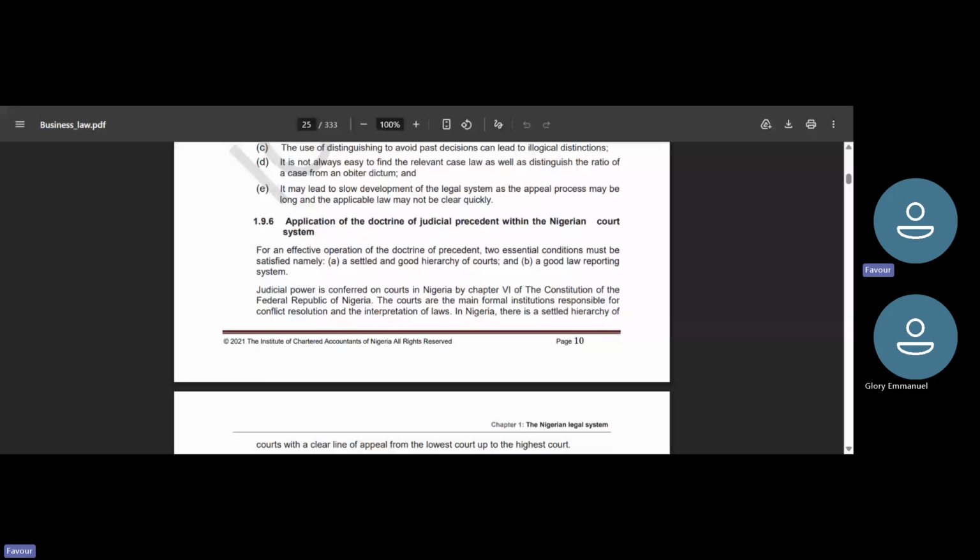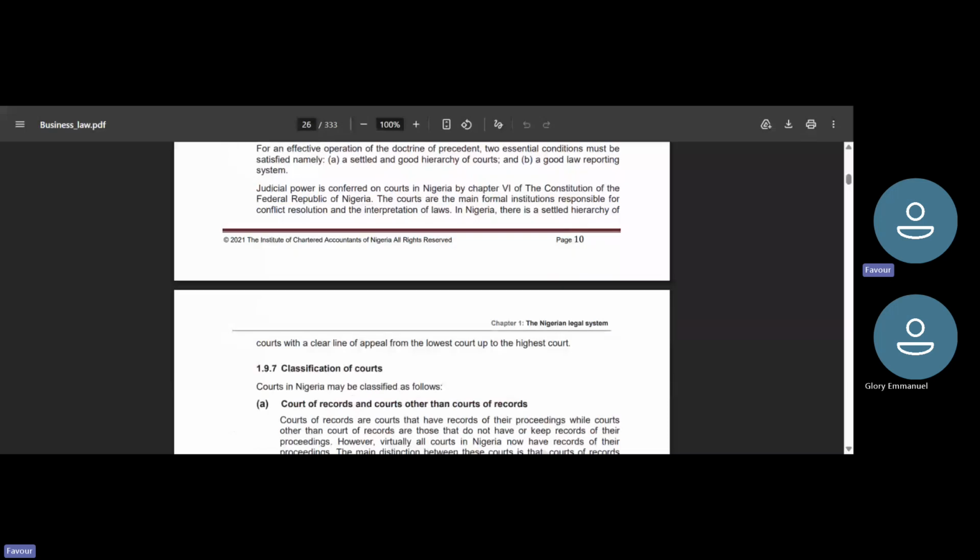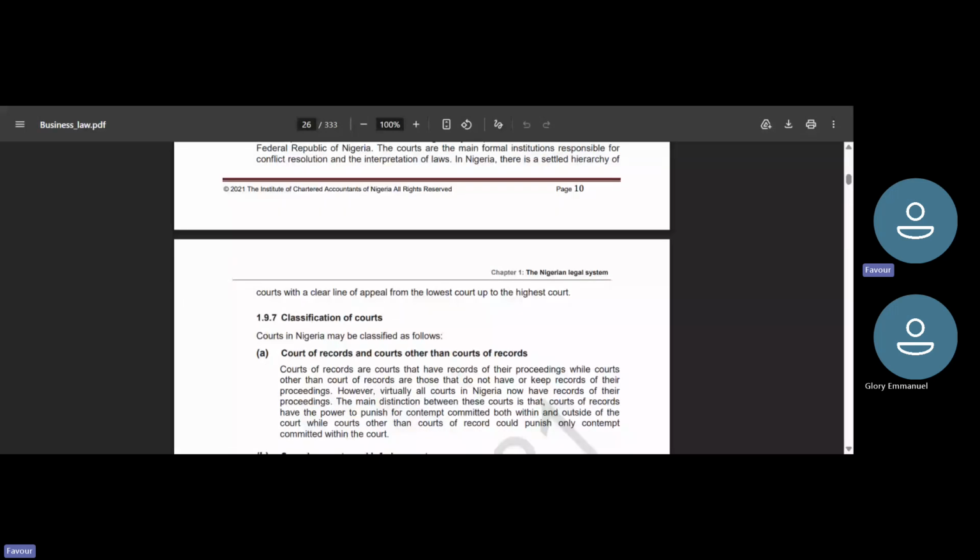So the judicial power is conferred on courts in Nigeria by Chapter 5 of the Constitution of the Federal Republic of Nigeria. So the courts are the formal institutions responsible for the resolution and interpretation of the law. That's the judicial arm of government. There's a settled hierarchy of courts in Nigeria, a clear line of appeal from the lowest court to the highest court.